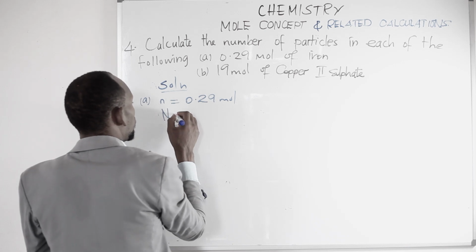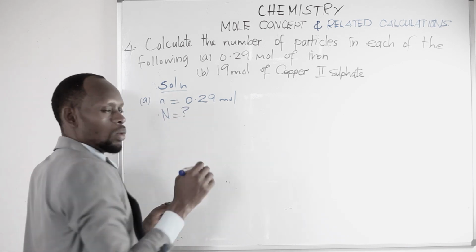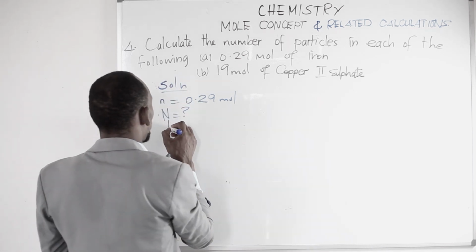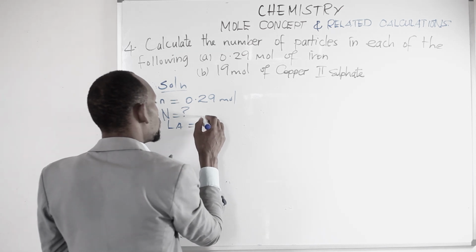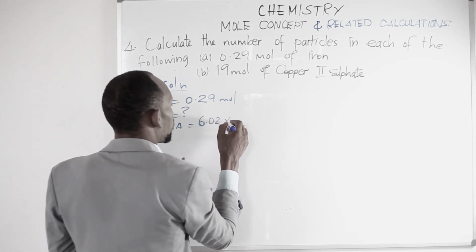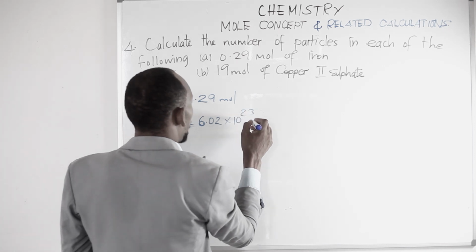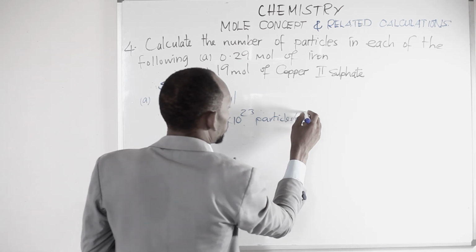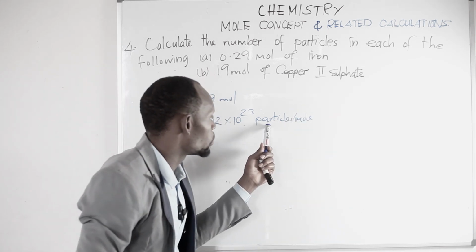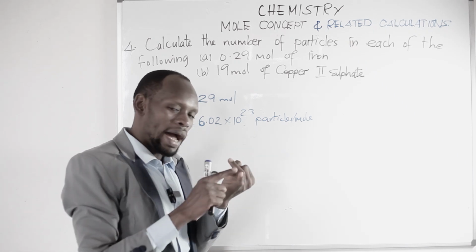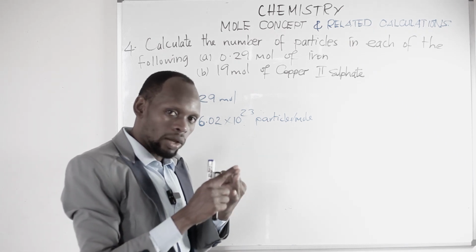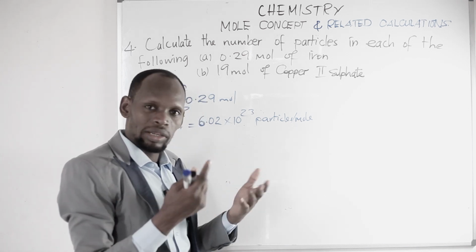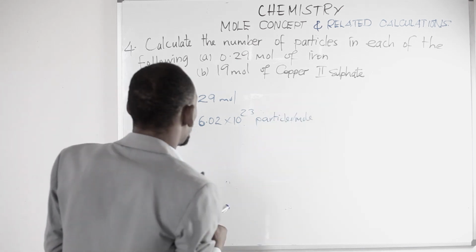You are required to find the number of particles, capital letter N. But always remember that Avogadro's constant is always given. That is L, or N A, equal to 6.02 exponent 23 particles per mole. Note that when we say particles, these particles include atoms, molecules, ions, or electrons sometimes. Any of these terms can be used there.